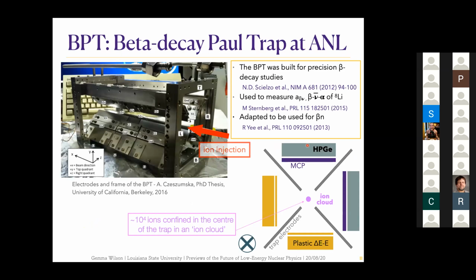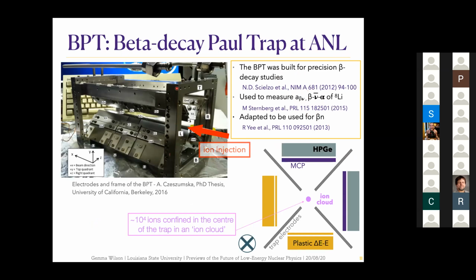So a piece of apparatus that we used to measure this was the beta decay Paul trap, which was located at Argonne National Lab. This was actually originally built for precision beta decay studies, and it was used to measure a beta nu, the angular correlation coefficient between the beta and the neutrino. And it also measured correlations between the beta, the neutrino, and an alpha particle of lithium-8. And then it was adapted later for use for beta-delayed neutron emission.